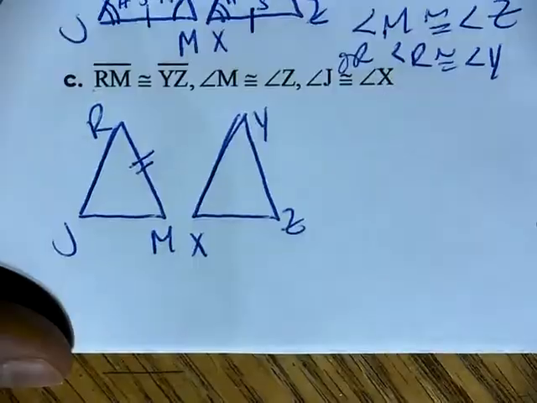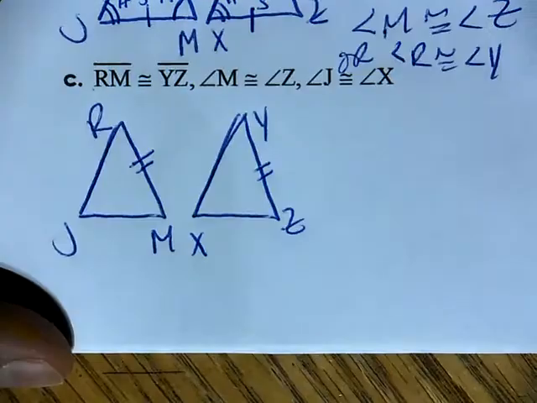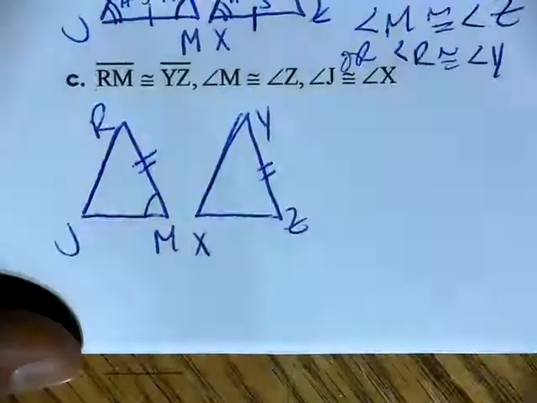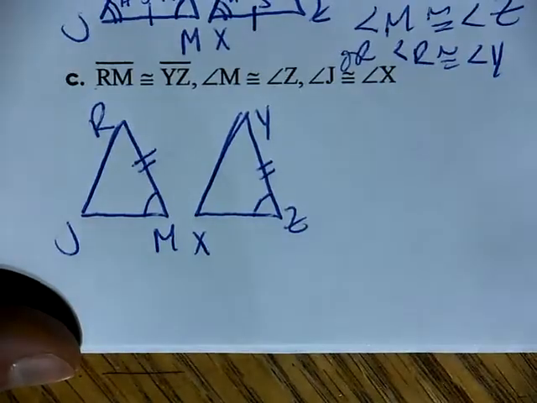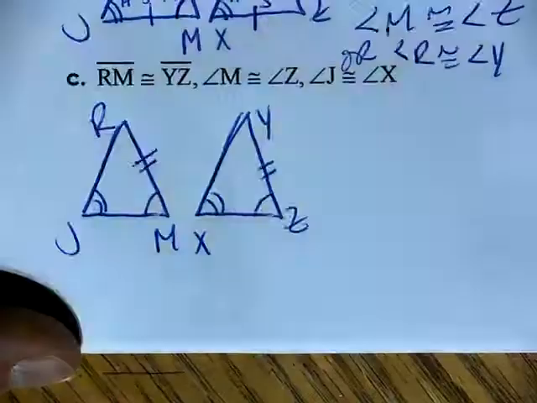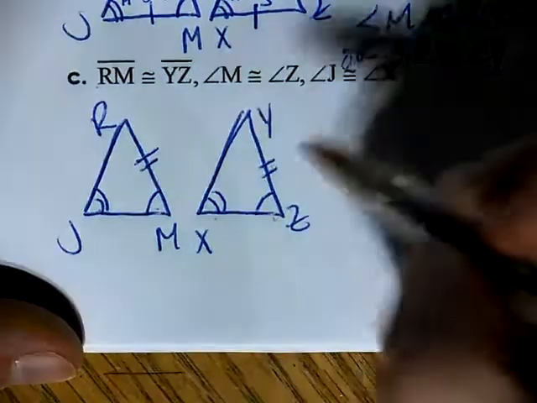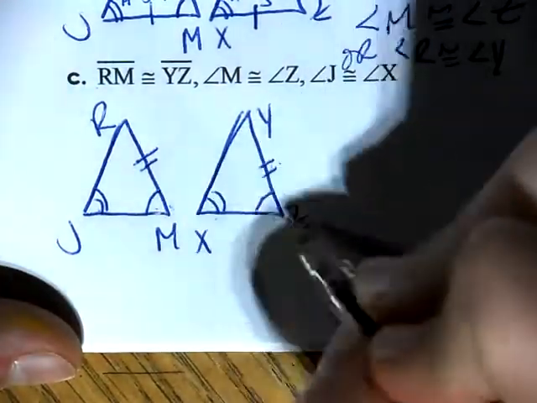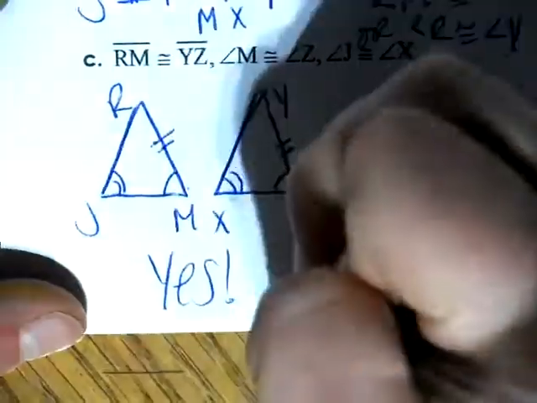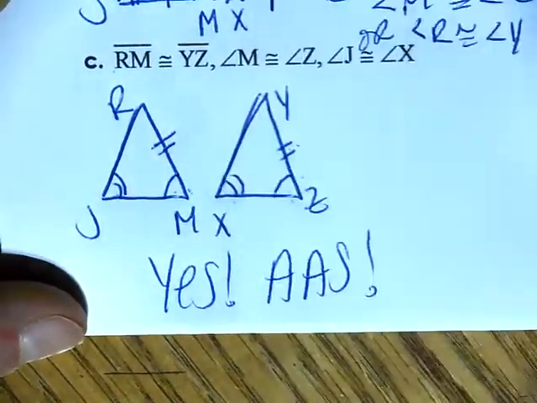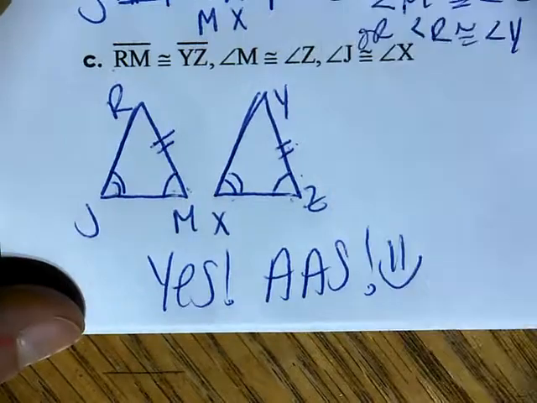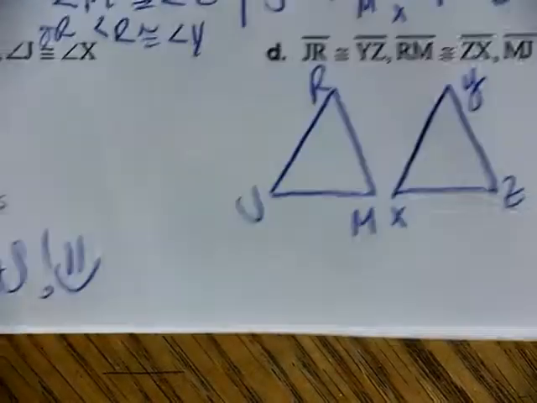For letter C, I have segment RM being congruent to segment YZ. I have angle M is congruent to angle Z. I have angle J being congruent to angle X. I see angle, angle, side, and that side is touching the same corresponding angle. So I'm going to say yes, these triangles are congruent by angle, angle, side. Nice. Let's go ahead and look at letter D.